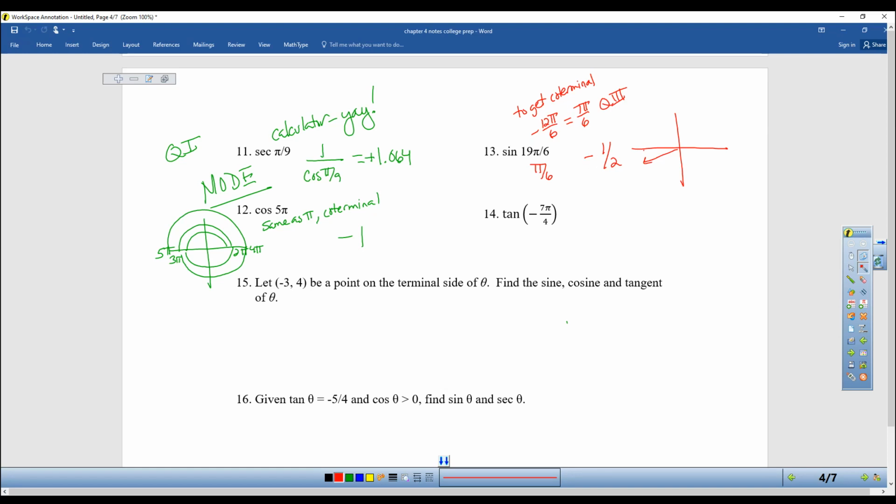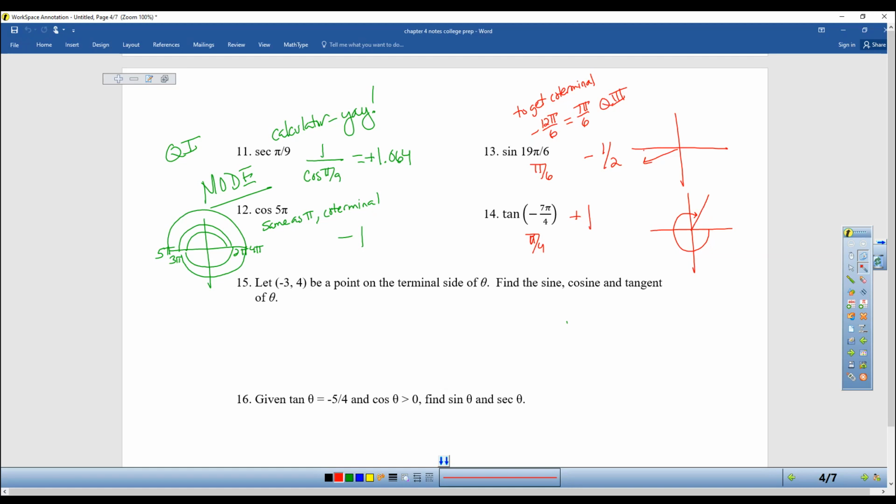And the last one, again, making it more difficult now by making it negative. So normally 7 pi 4ths is here, but since it's negative 7 pi 4ths, I have to go backwards. So I'm going to go like that, and I get to negative 7 pi 4ths that way. Its reference angle hasn't changed. It's still pi 4ths, and tangent of pi 4ths is still 1. But you needed to know what quadrant negative 7 pi 4ths landed in. And since it landed in quadrant 1, it is positive.